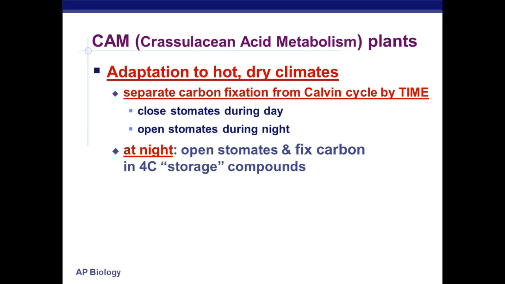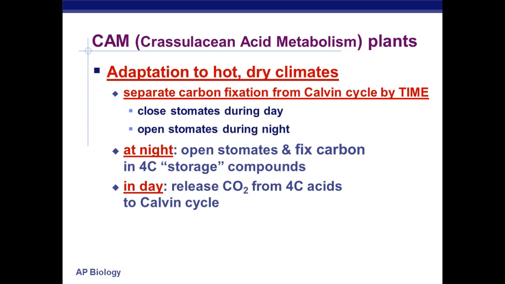Then if they open their stomata at night, it's much, much cooler, much less chance of water being lost through the leaf, so we're not losing much water. The stomata can be open at night and the carbon dioxide can come in. Again, we'll store that carbon dioxide in a 4-carbon compound. In the day, as the temperature increases, the stomata can close to save the water. Then the 4-carbon compounds can be broken down. We'll release the CO2 and we'll use it in the normal Calvin cycle.